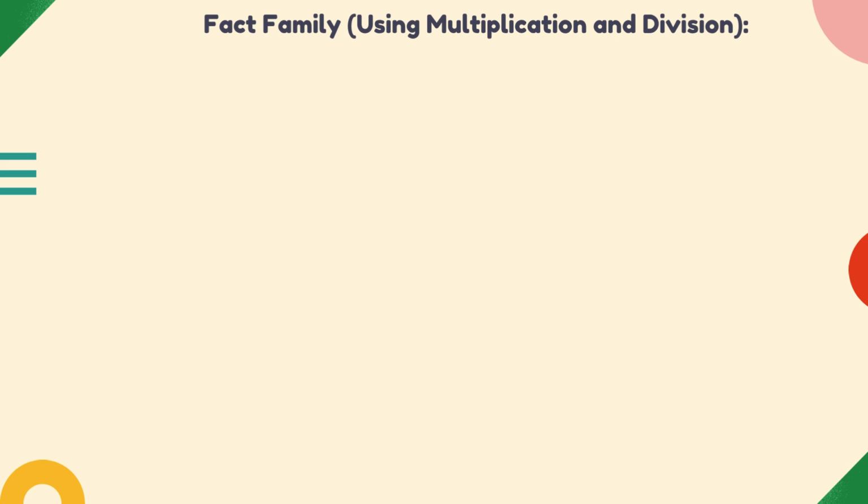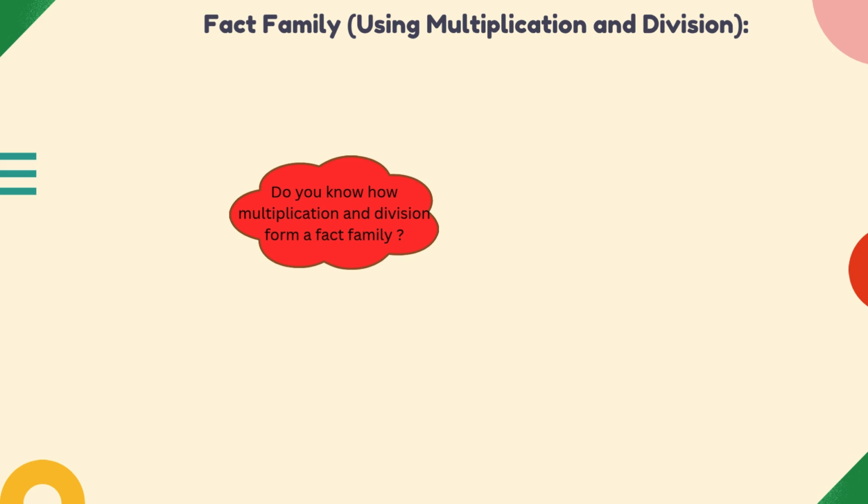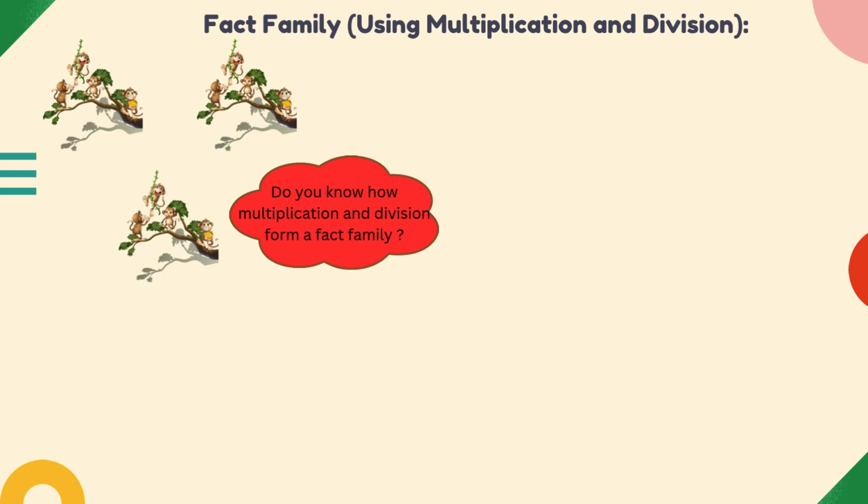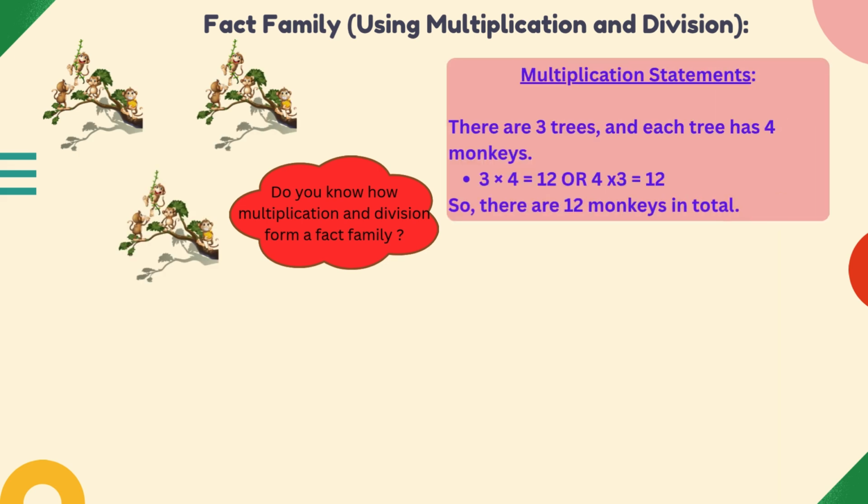Now let's understand how numbers are related in multiplication and division. These numbers work together. We say they form a number fact family. Let's look at a fun monkey story. There are 3 trees, and each tree has 4 monkeys. So we multiply. 3 times 4 equals 12, or 4 times 3 equals 12. That means there are 12 monkeys in total.